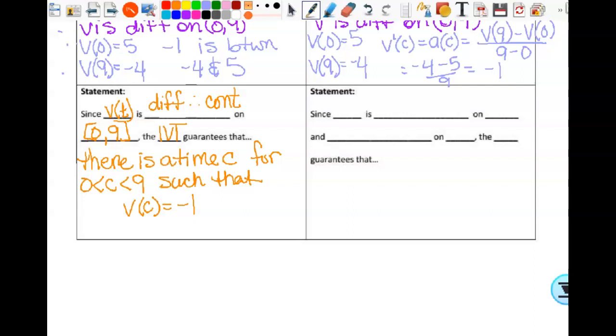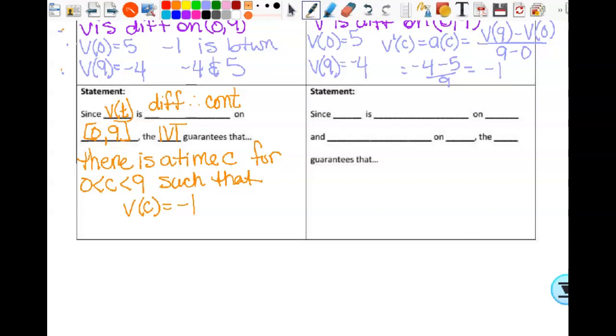Okay? You have to have said somewhere in your work that -1 is between -4 and 5. You can put it in your conclusion if you want to. It's kind of how I do it sometimes. I'm not saying it has to be written exactly like this. Most of this stuff doesn't have to be written exactly like this, but you have to say all the right stuff. Okay? We good on that?